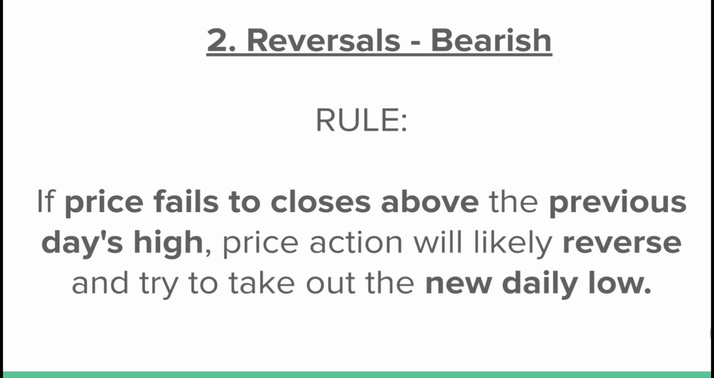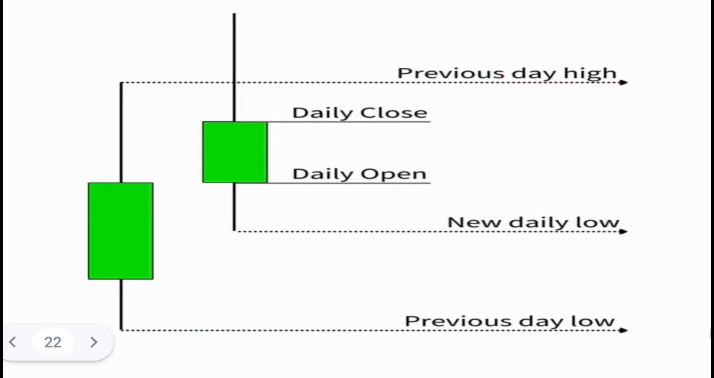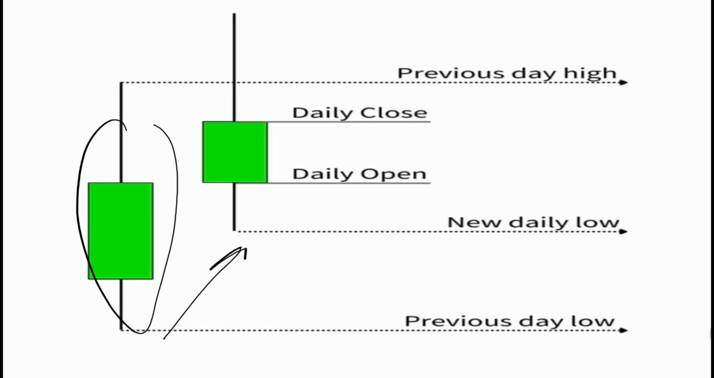Now for the bearish scenario: if price fails to close above the previous day's high, price action will likely reverse and try to take out the new daily low. Let us see what I mean. Now you can see here that this is the day 1 candle, and ordinarily this is supposed to be a bullish market.